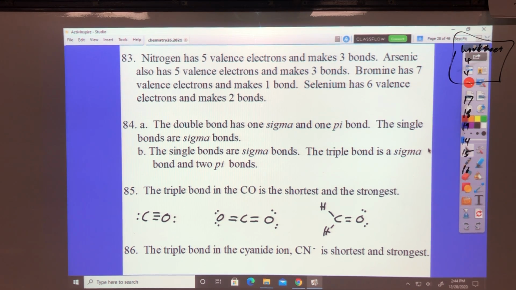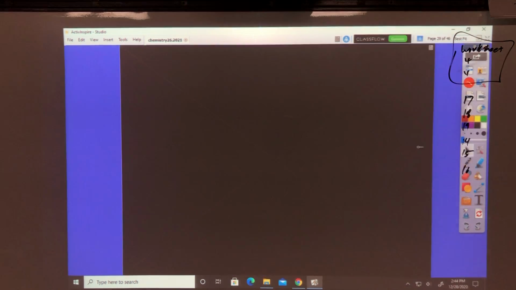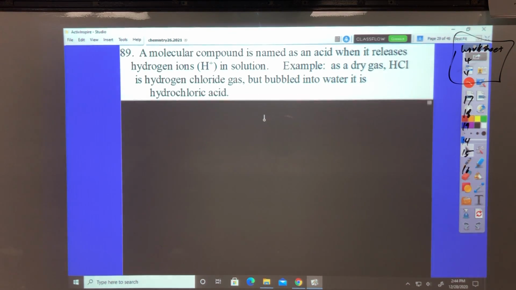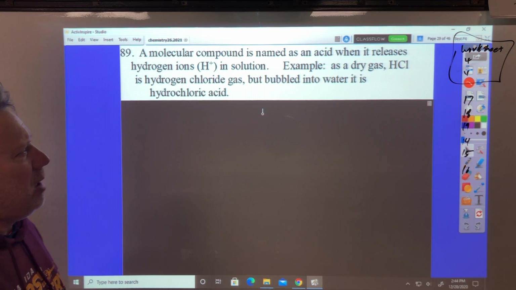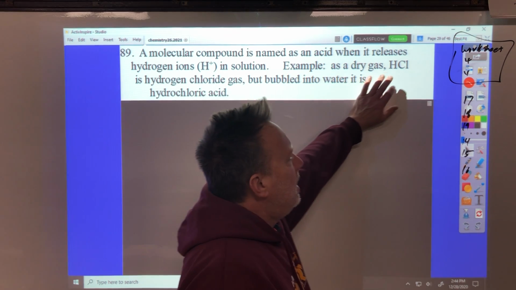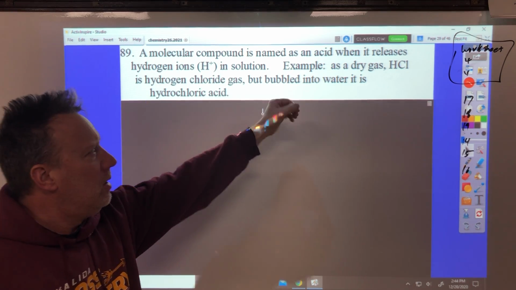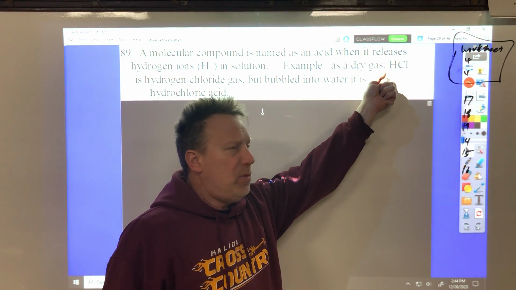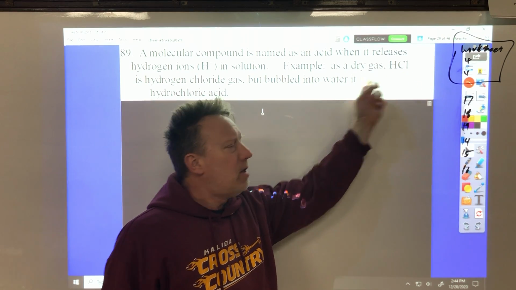89. When is a molecular compound named as an acid? If one of the hydrogen atoms is ionizable, it could come off of there. So when it releases hydrogen ions in solution. As an example, as a dry gas, HCl is called hydrogen chloride. If you bubble that into water, the vast majority of this will ionize, produce hydrogen ions, and then it's hydrochloric acid.